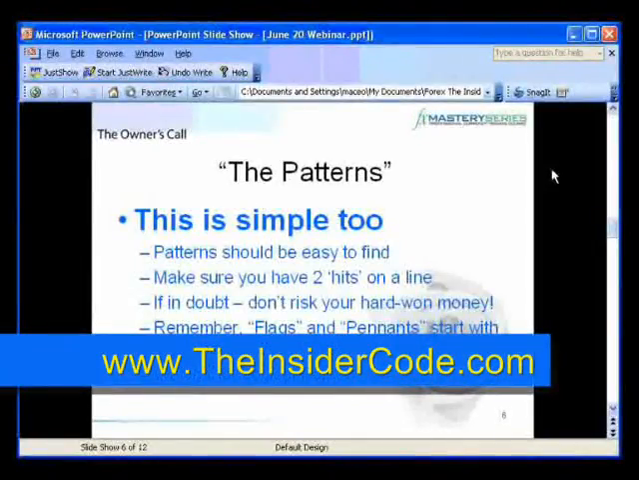The first and most important thing is that the pattern should be easy to find. These aren't patterns that we should have to squint or wonder about or adjust. They should be something that virtually jumps out from the chart at us.